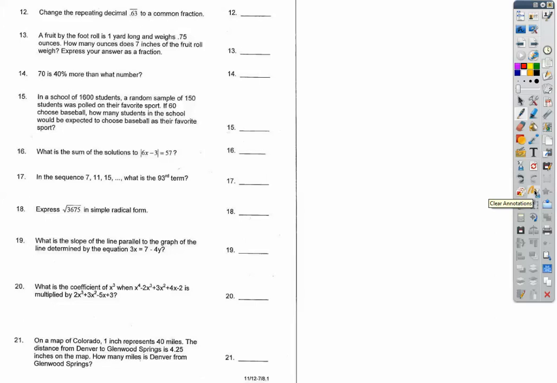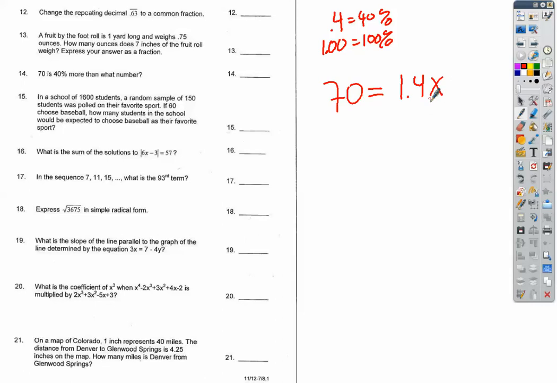So I know that 70 is equal to 40% more than one number. So 40% more, that's 1.4, because 40% more, I have the 0.4 is equal to 40%. That's added on top, plus I have 100% of what I originally have of a number, right? So what's the opposite of multiplying by 1.4? Dividing by 1.4.